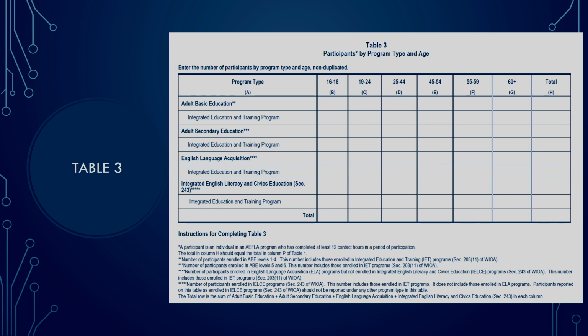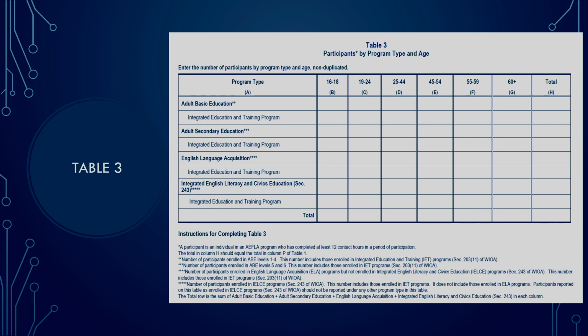so we want to see how many students are participating in these IELCE programs. As Danielle also mentioned, you can see that each one of these has an IET, an Integrated Education and Training Program line. This is not an individual count. What I mean by that is if a student is in adult basic education because they scored an ABE 3 on their test, and they're also enrolled into an IET program, they will be in both the adult basic education as well as the integrated education and training line. Those are subsets of the line above.